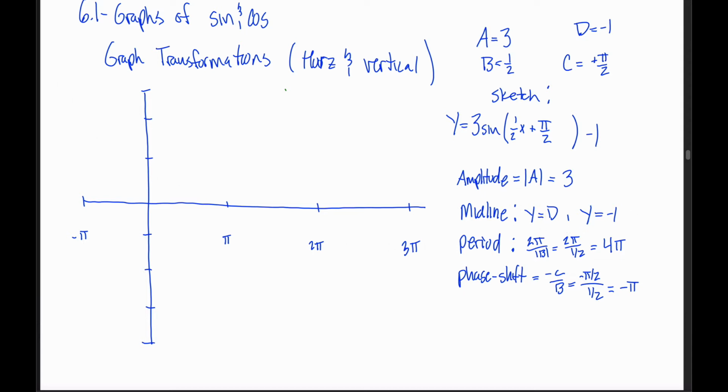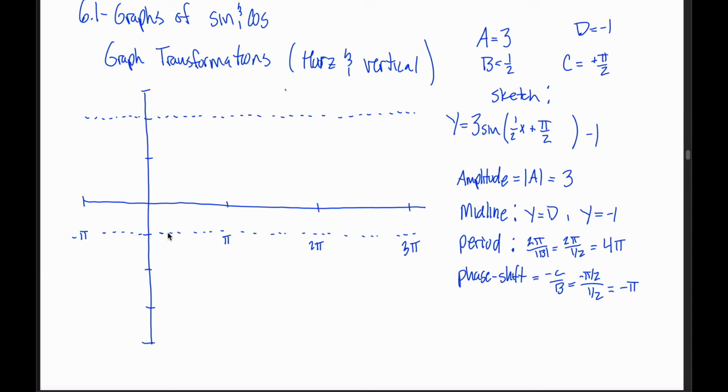The midline is at negative 1. So what I like to do is sketch a line that has a height of negative 1, maybe a dotted line or something. And from that midline, your amplitude is 3. So what that means is from this midline, I want to go up 3 units, 1, 2, 3, and sketch another dotted line. This is not actually part of your graph. It's just a guideline to help you sketch it.